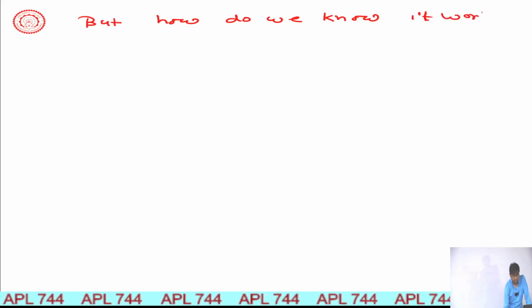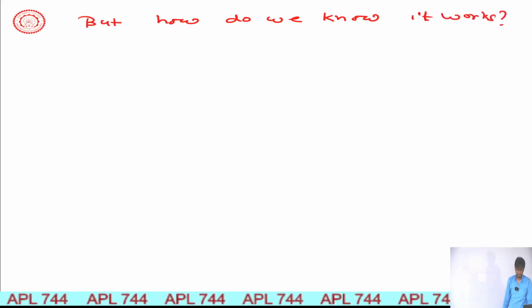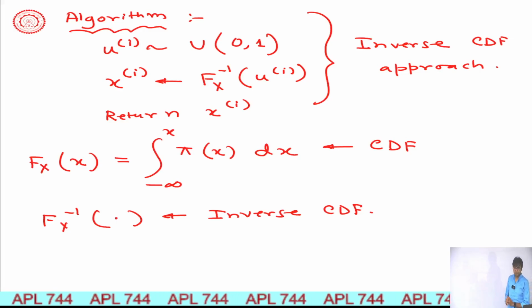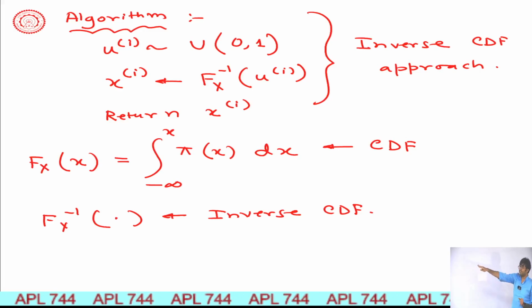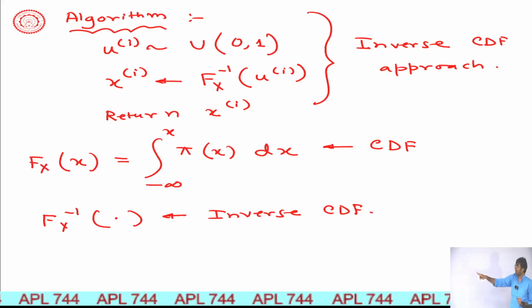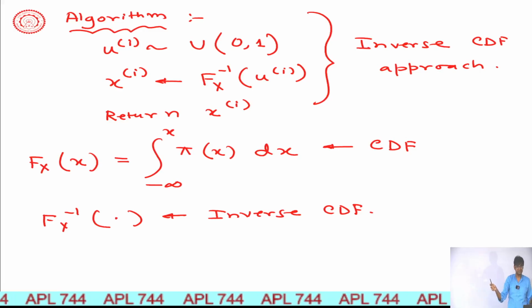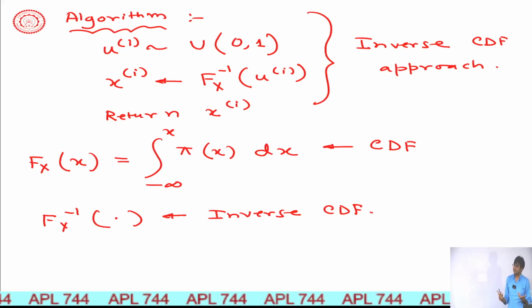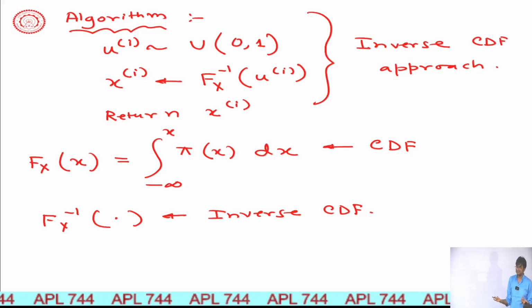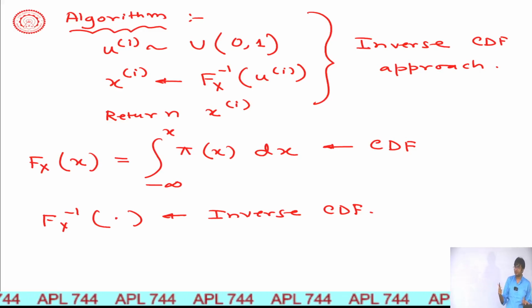It works, or rather how to prove that it works. Basically, how can you prove that this xi that you are getting is from pi x? Because if you can prove that xi is from pi x, then that proves that this method works, right? Because your objective was to sample from pi x.